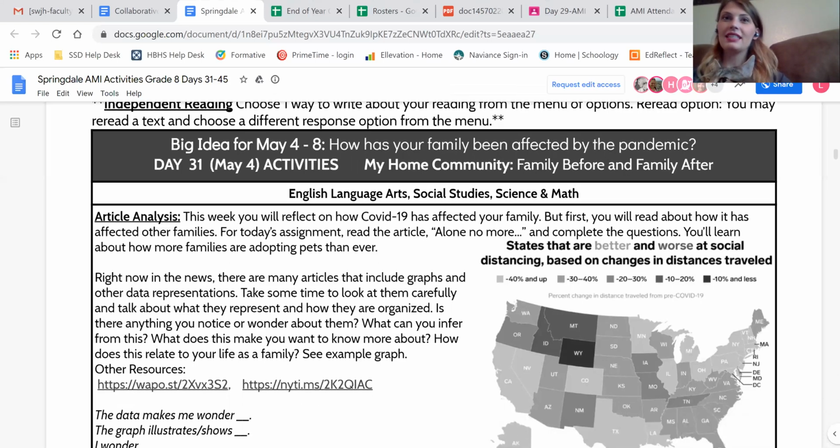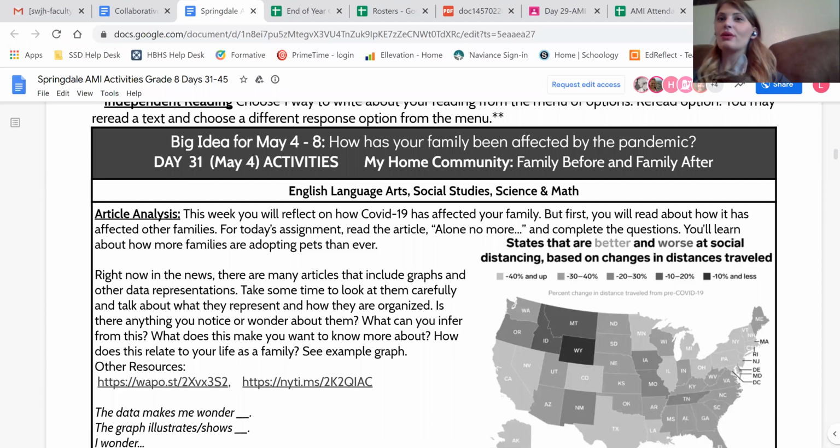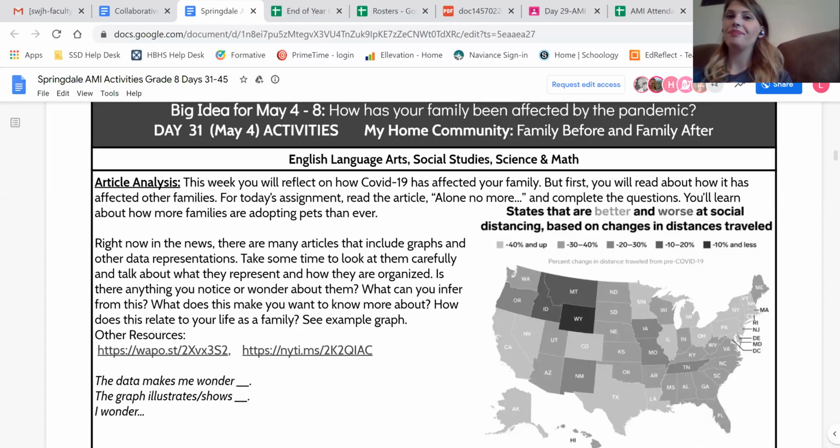So this says, right now in the news, there are many articles that include graphs and other data representations. Take some time to look at them carefully and talk about what they represent and how they are organized. Is there anything you notice or wonder about them? What can you infer from this? What does this make you want to know more about? How does this relate to your life as a family? And see the example graph.